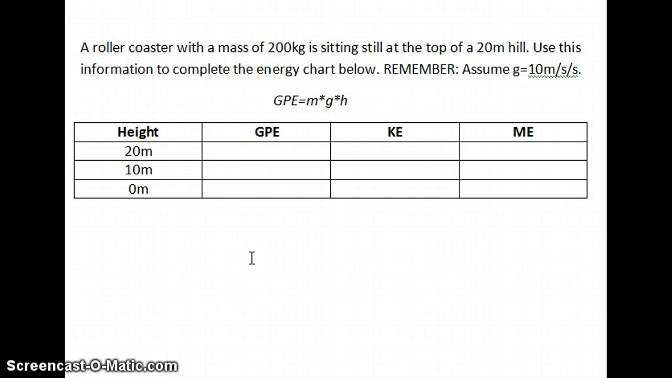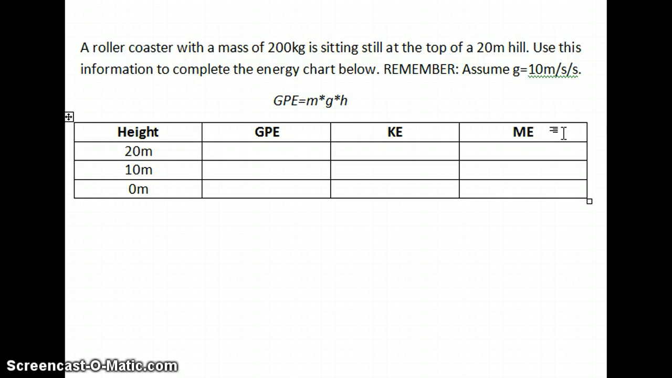Please recall that GPE, which is the abbreviation for gravitational potential energy, is your energy that is dependent on height. KE, which is the abbreviation for kinetic energy, is your energy that requires motion. And ME, which is the abbreviation for mechanical energy, is simply the sum of GPE and KE. It is constant, meaning it doesn't change.